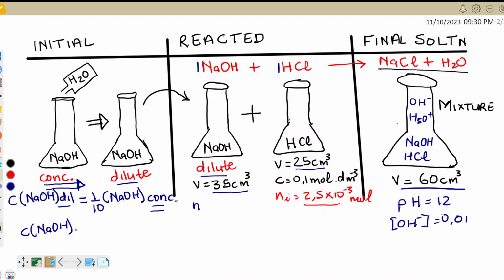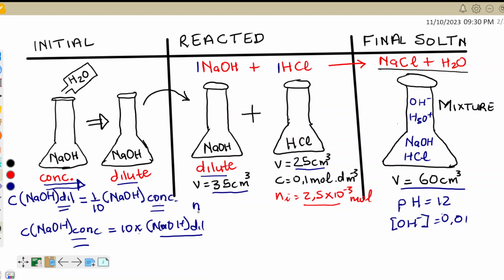So if we want the concentration of the concentrated, it will be equal to 10 times the concentration of the dilute. Because they told us that the dilute is 1/10 that of the concentrated, that means the concentrated is 10 times that of the dilute. So if we can just find the concentration of the dilute, we multiply it by 10, then we will know the concentration of the concentrated. So how are we going to do that?